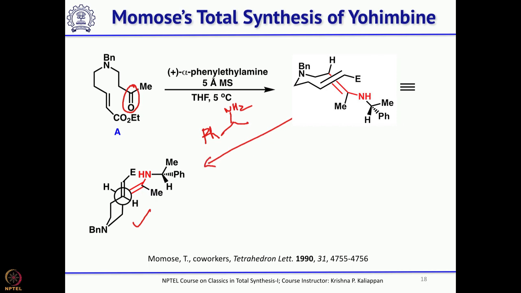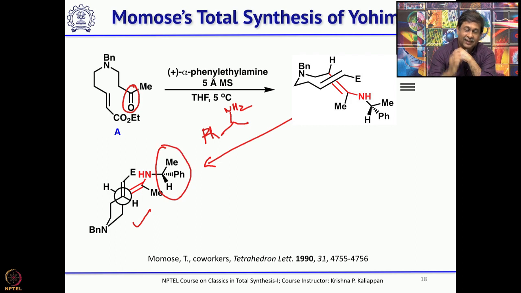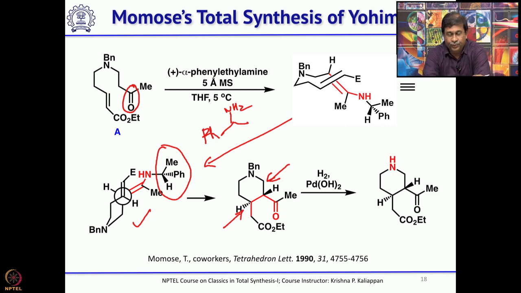So once you know how to redraw this, it is pretty easy how the chirality is transferred. Chirality, that is this, it is like a chiral auxiliary, okay. Alpha phenyl ethyl amine is a chiral auxiliary that is used successfully for the asymmetric Michael reaction, okay. So that is how the two chiral centers, you can see the two chiral centers are fixed using this asymmetric Michael reaction, okay.